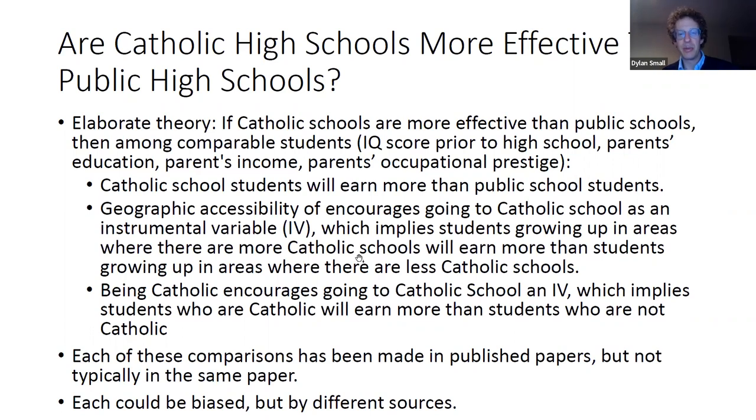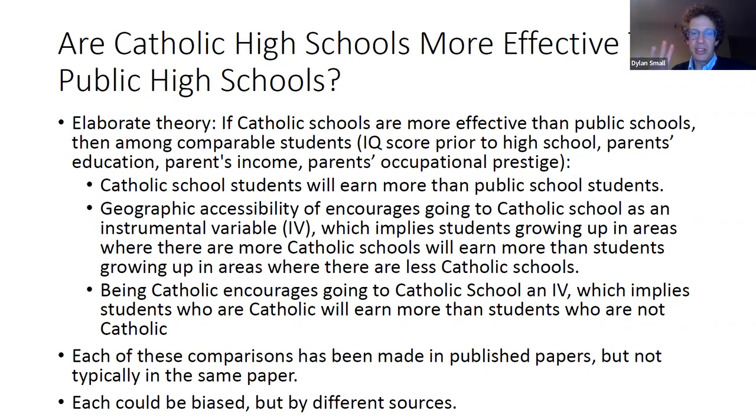And various variables are correlated with whether you go to Catholic school. So if you think about an elaborate theory, the first comparison is just the most basic one: Catholic school students. The outcome here is going to be earnings when a person is about age 35. The first expectation would be that Catholic students will earn more than public school students. That was where we started with the study.